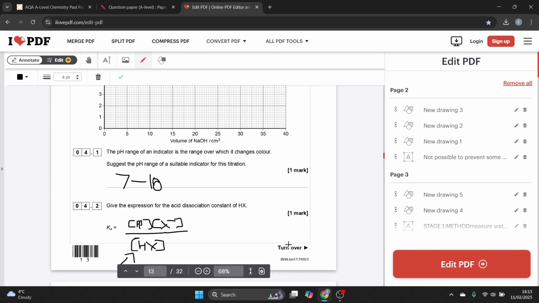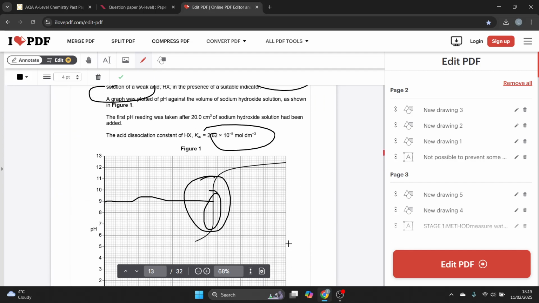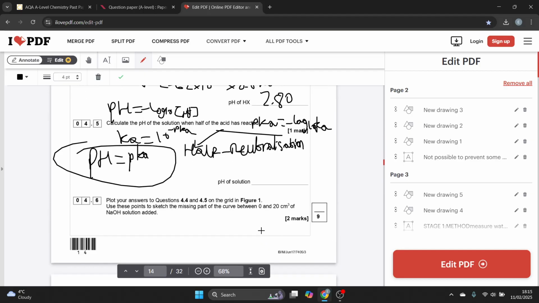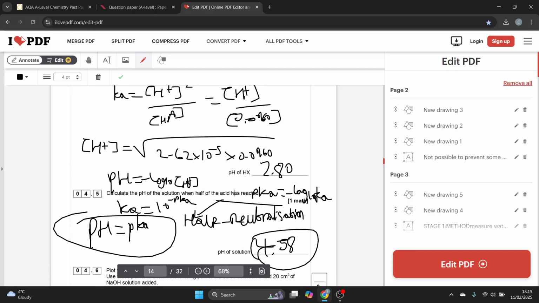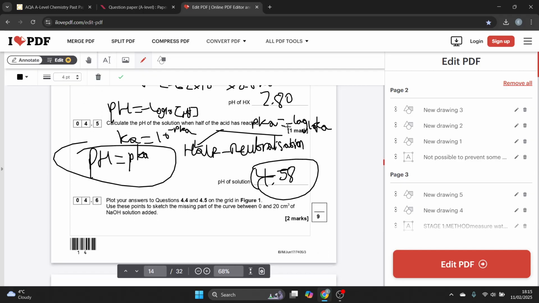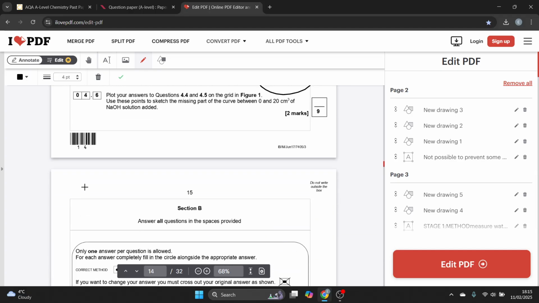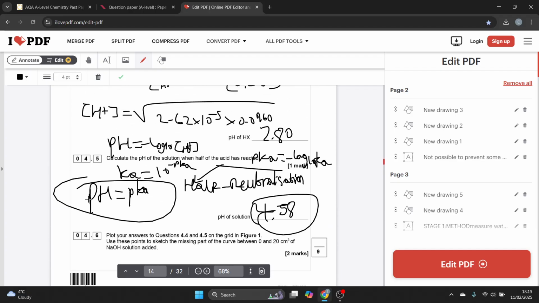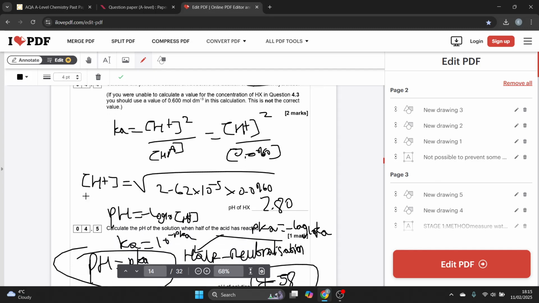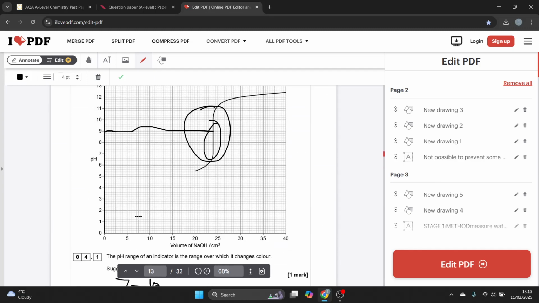So minus log 10 of 2.62 times 10 to the power minus 5, and I get 4.58. And since it's pH, it must be 2 decimal places. So that's a trick, right? Half the acid reacted, so you need to understand your half neutralization. pKa is minus log 10 Ka. Once you've got pKa, you've got pH. Apply your answers to questions 4.4 and 4.5 in the grid. pH of HX 2.80.